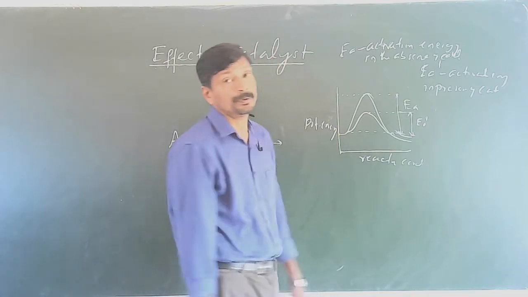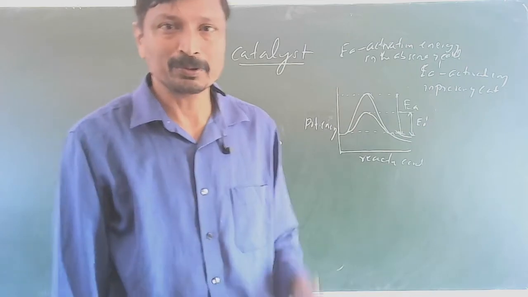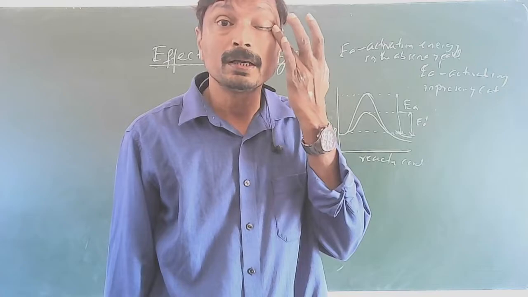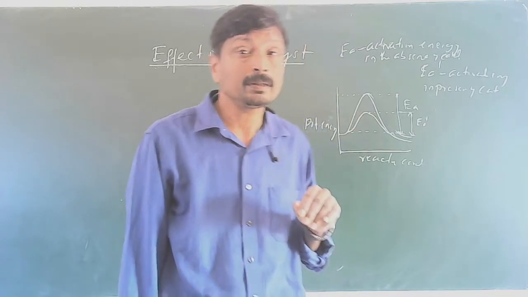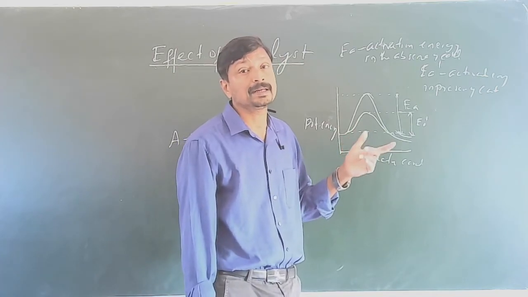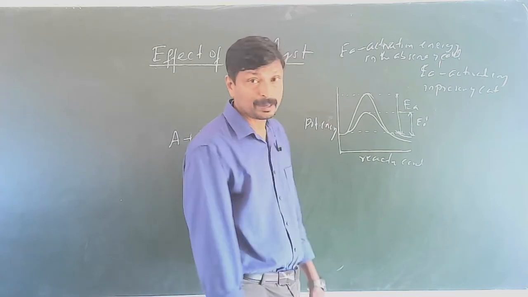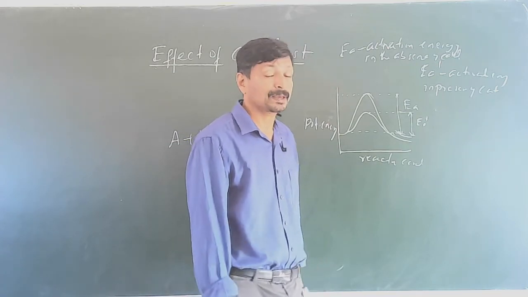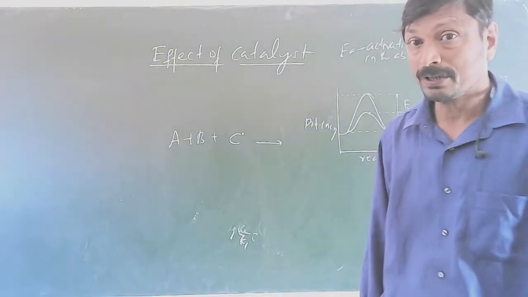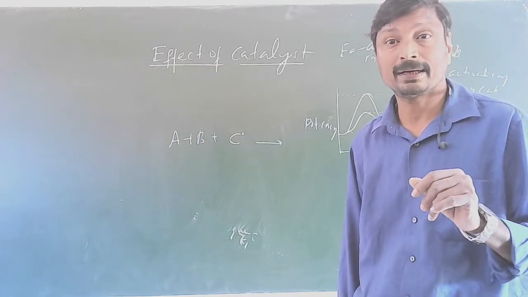All of you have to remember this graph, because in most exams this graph question is asked. Draw and show by graph how the rate of the reaction increases in the presence of catalyst. So what actually happens in the presence of catalyst? The reaction moves along an alternative path where the activation energy decreases.